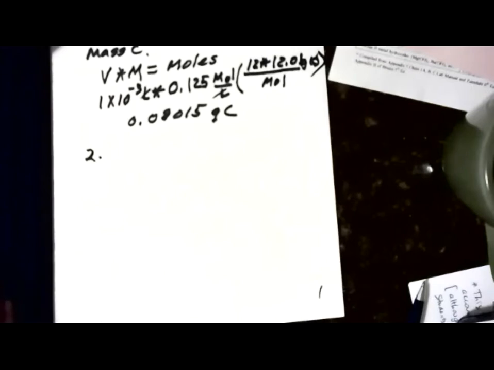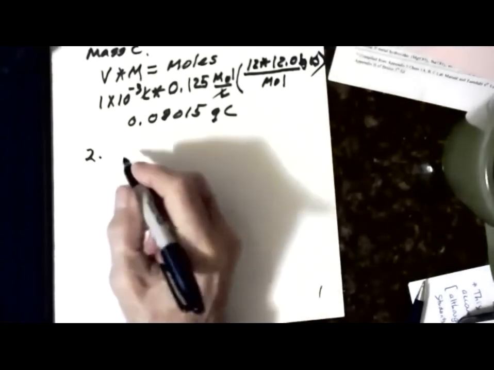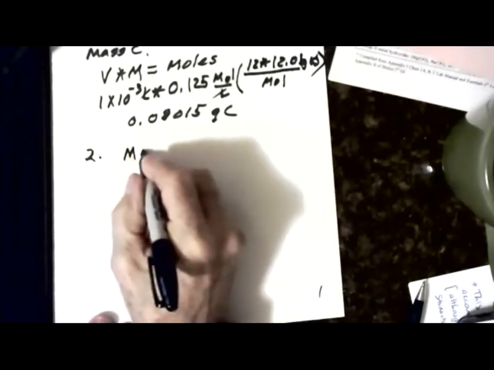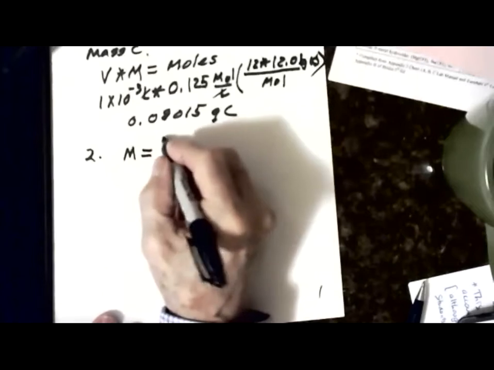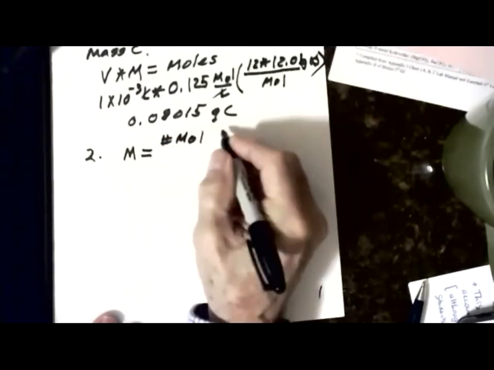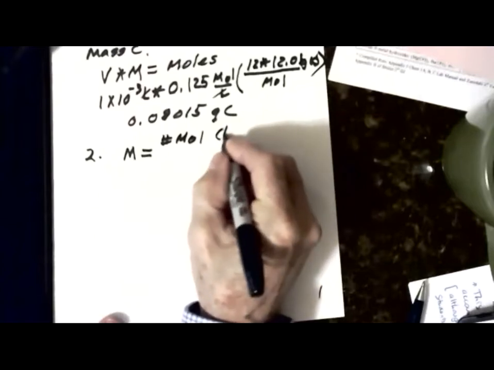Okay, what's the molarity of a solution of chloric acid that has 82.9% chloric acid and has a density of 1.50 grams per milliliter? So we want the molarity of the solution. Anytime it says what is the molarity, I'm solving for that. I should write down number of moles of the compound. In this case, it's chloric acid.